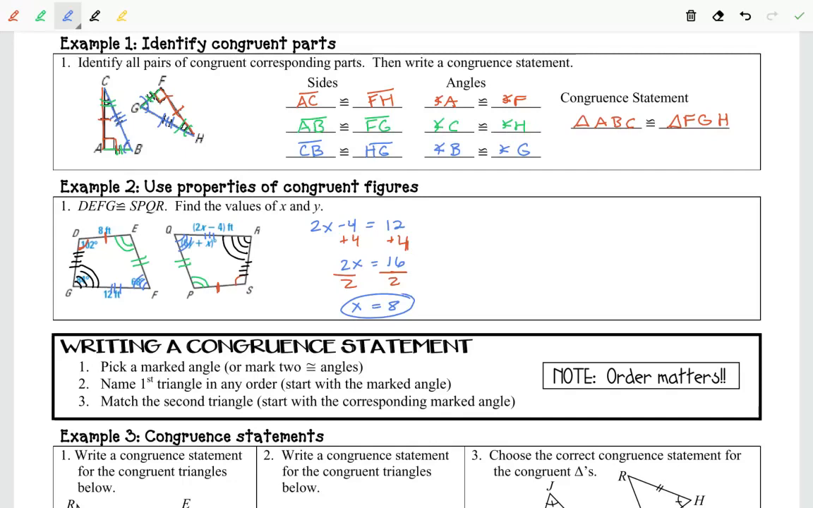X is equal to 8. And the reason we were able to set that up is because we looked at our congruent statement. The congruent statement was given to us. So we know that the order has to match. And from the congruent statement, we saw that QR matches with FG. They're in the same positions in the statement. So that means we can set them equal to one another and solve.